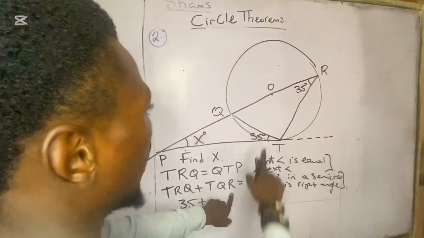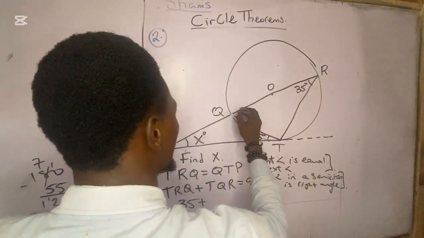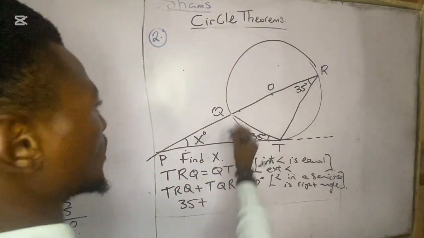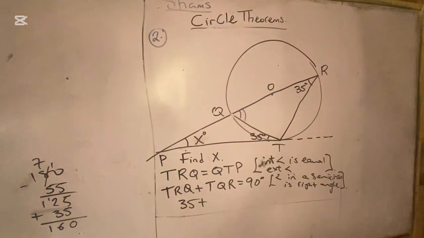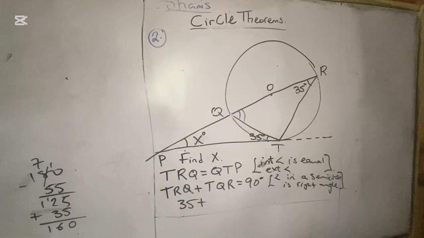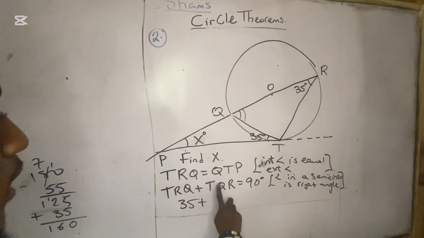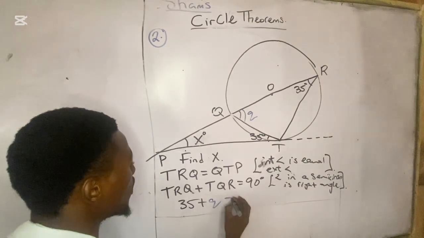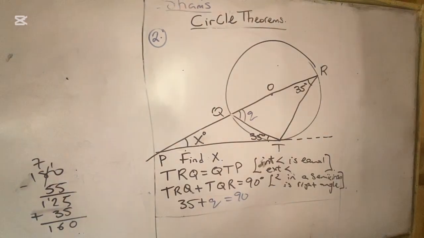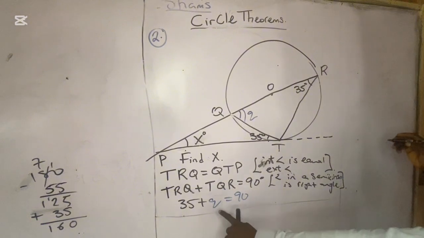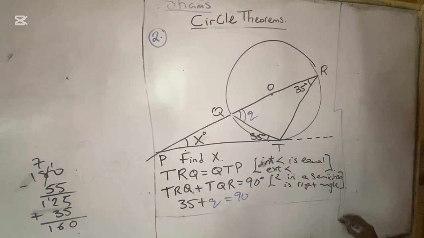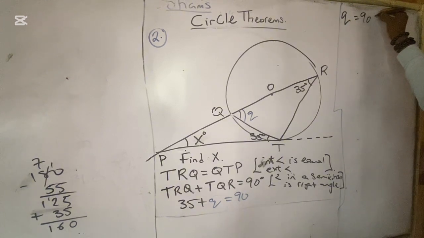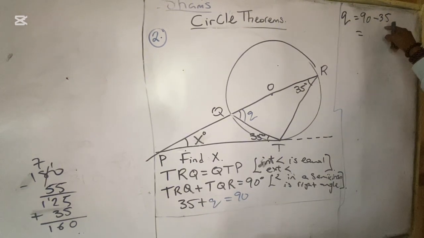Now the next one, TQR. That's this angle. The angle in this place, I don't know it actually. So how do I find the angle in that place? We said TQR. We don't know this angle. Let's name it small letter q. Small letter q equals 90 degrees. That means from this point, let's find the value of q. So q in that place will be equal to y. Collecting like terms, we said q equals 90 minus 35, and that's 55 degrees.